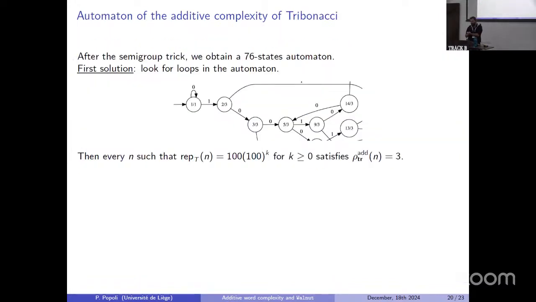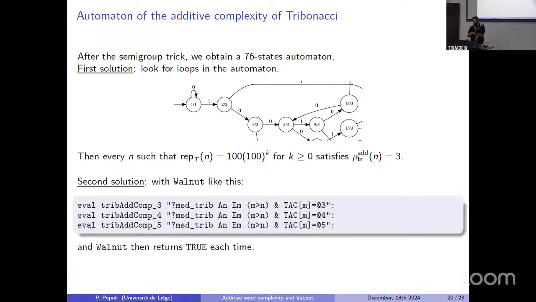And then after the semigroup check, we obtain the famous 76 state automaton. We can also prove that every value is taken infinitely often. This is very easy, just looking back in the automaton and looking for loops. But you can also ask Walnut if there are infinitely many values for the value of 3.